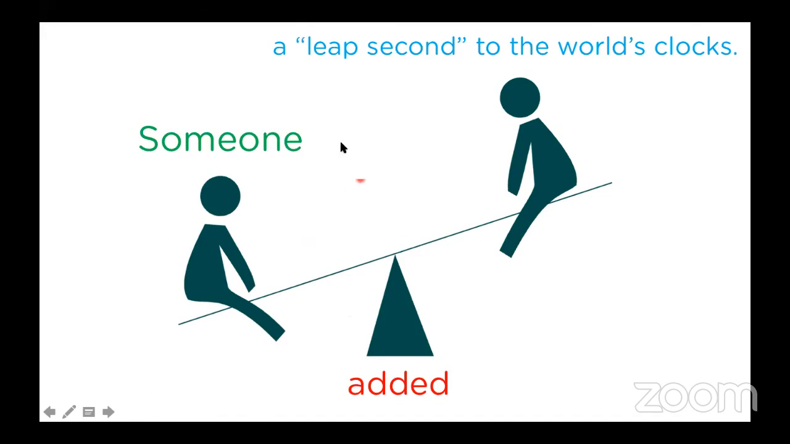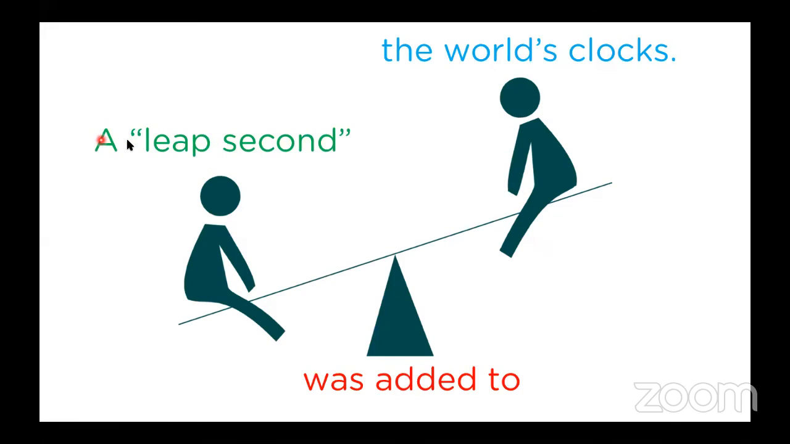someone added a leap second to the world's clocks. Here we've got an active sentence: subject, verb, object, and the subject is someone. But that's not important. So when we write this, we think, well, someone or a person or whatever is not important. Let's make it passive. A leap second was added to the world's clocks. And this is better. We've eliminated the original subject, and we've made a nice sentence here.